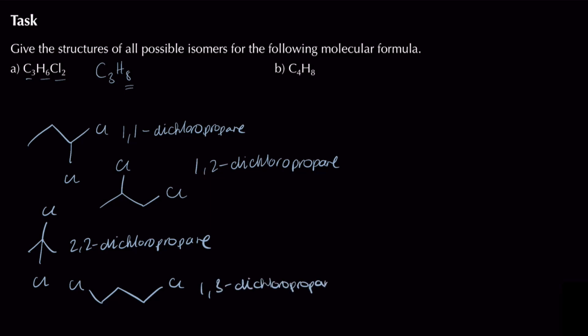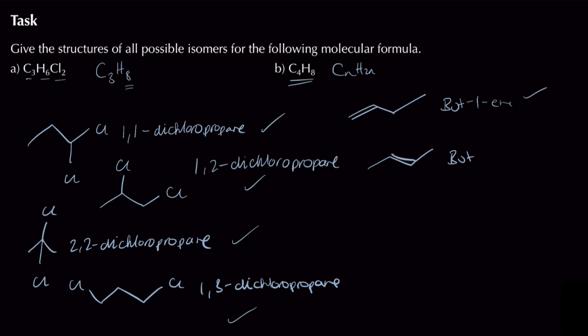So there's 1, 2, 3, 4 isomers that we can get, 4 positional isomers with a molecular formula of C3H6Cl2. Now the next one's quite straightforward to see. It fits the general formula of an alkene, where I've got 4 carbon atoms. The easiest one to do is butene. But I can also end up with a positional isomer with the double bond at the 2nd position, so it's but-2-ene. You can also get E and Z isomers, but I'm focusing on structural isomerism here, not stereoisomerism.